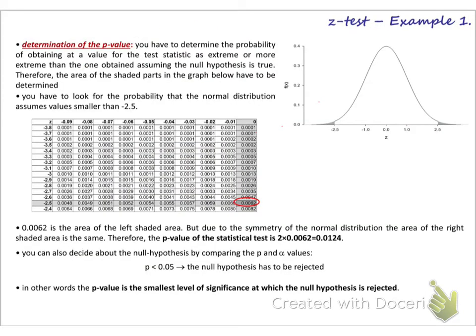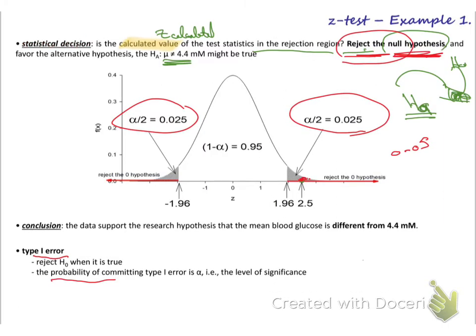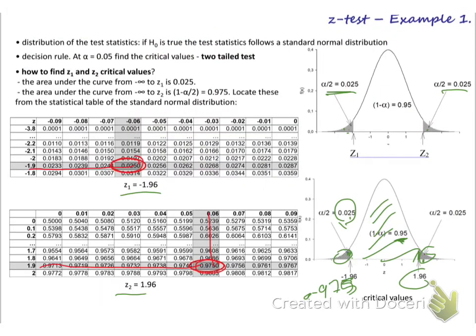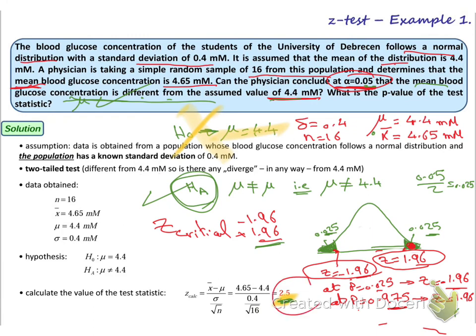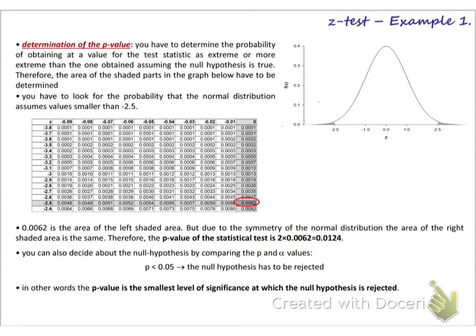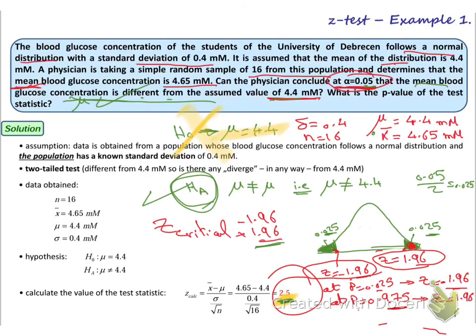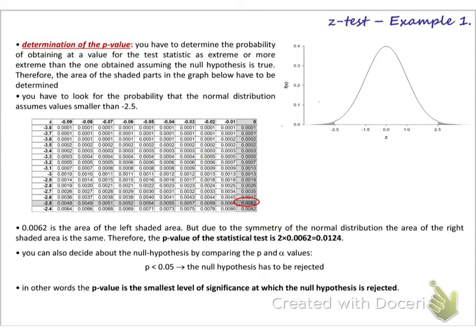The second part of the question was what is the p-value. Based on our calculation, the z calculated is 2.5. This was the z calculated. Here it is 2.5, so we will go to the standard distribution table. It was minus 2.5.